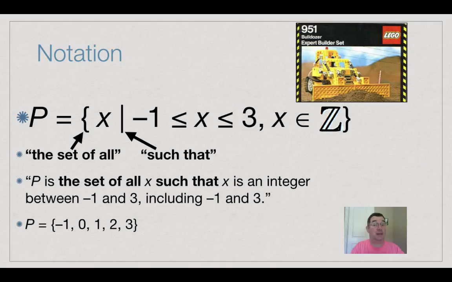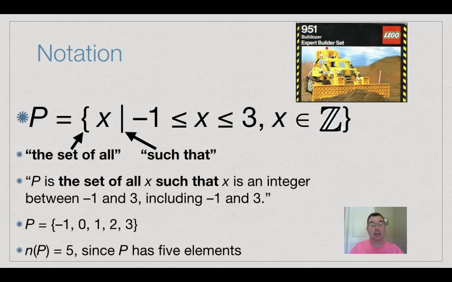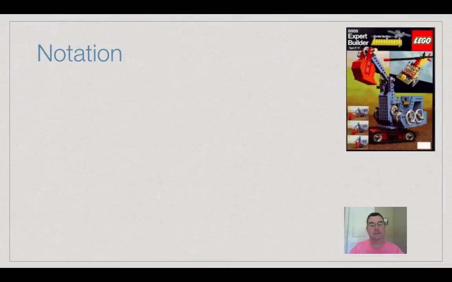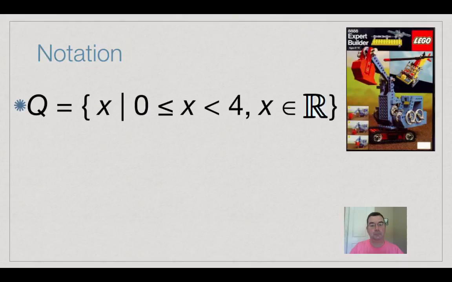Now, why wouldn't you say that in the first place? I suppose you could, but once you talk about real numbers within an interval, it gets a little more complicated. Now we talk about n of P. n of P is the number of elements that P actually has, and that's 5, because P has those 5 elements that we just listed. Now let's look at another example.